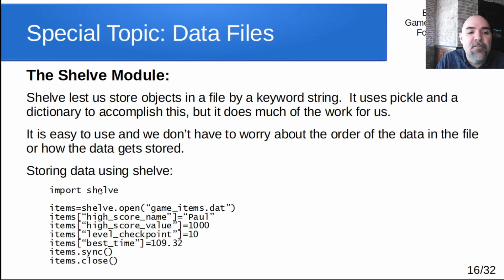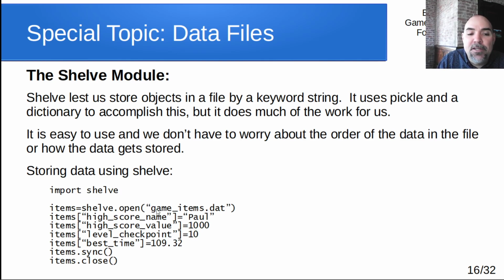To store data, we just have to import shelve. And then notice to open the shelve, we just do shelve.open. And notice I don't have to specify reading or writing. It'll handle all of that for me. I just say, hey, open the file game_items.dat. And then in there have items: high score name is Paul, high score value is 1,000, level checkpoint is 10, best time is 109.32. And then if I do items.sync, it's going to take anything that I put into that dictionary and push it into that file for me. And then I can close that file.